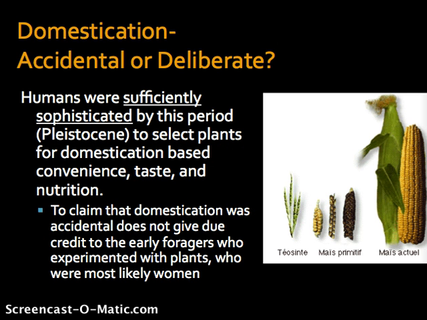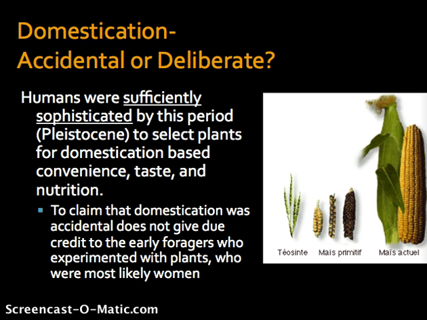There's much discussion in archaeology and beyond whether domestication was an accidental or deliberate process. Many anthropologists would argue that humans were sufficiently sophisticated by the period of the Pleistocene to select plants for domestication based on convenience, taste, and nutrition. They assert that to claim otherwise does not give due credit to early foragers who experimented with plants, who are most likely women. This is part of a larger debate in anthropology and beyond, with the man the hunter or woman the gatherer hypothesis as the driving force of human evolutionary history.